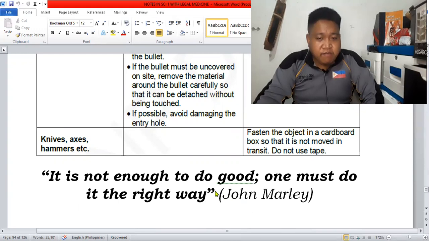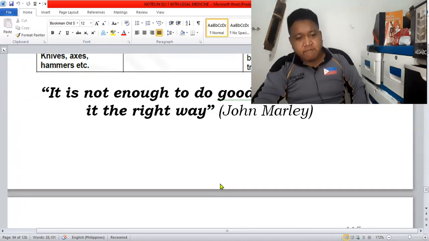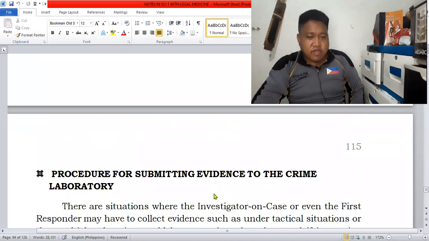Do not forget them. And to end that, do not forget this wisdom from John Marley. It is not enough to do good. One must do it the right way. Therefore, as investigator in the crime scene, you have to process it, collect and preserve evidence properly. Okay, to avoid contamination.